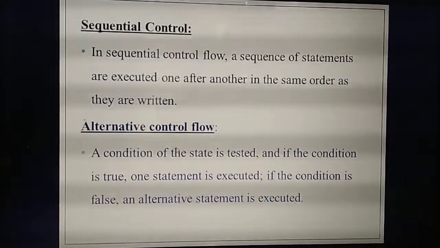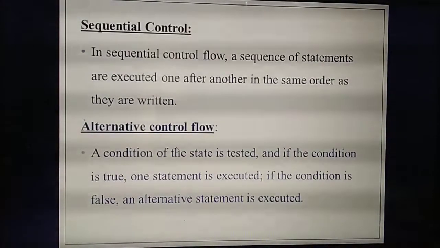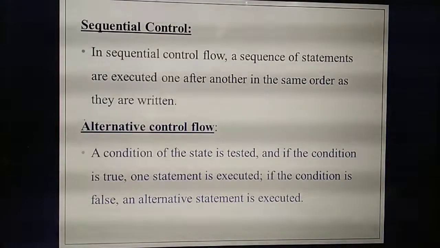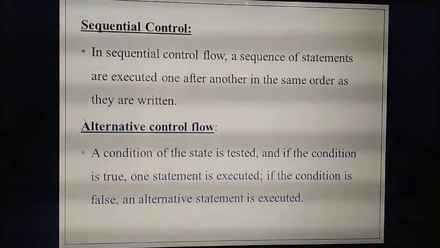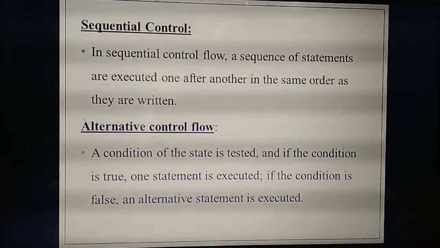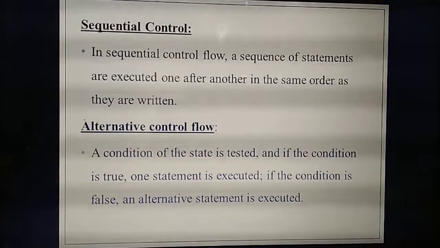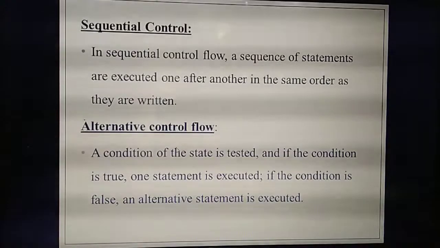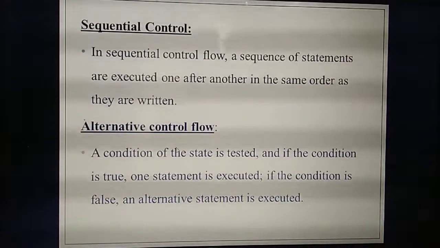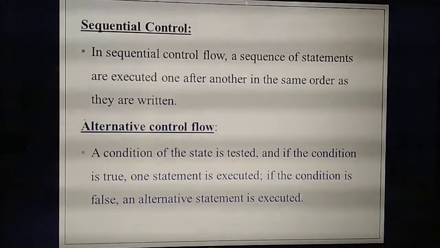Alternative control means here we need to check the condition. What's the meaning of alternate? Alternate means some other way. We say an alternate method is there, so some other method is there. So alternative control means here you need to check the condition, and any one of the conditions only needs to be true.